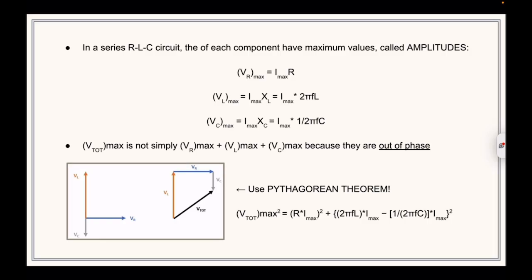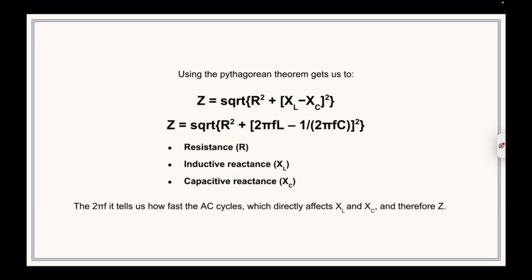To find the total voltage, you can't simply take the sum because voltages are out of phase. Using the Pythagorean theorem is a better way of solving for V total. And that gets us to this first equation, which can be rearranged to a second, even longer equation. The 2 pi f we spoke of earlier from the sinusoidal wave is significant because it tells us how fast the AC cycles, which directly affects XL and XC and therefore the total impedance of the circuit.